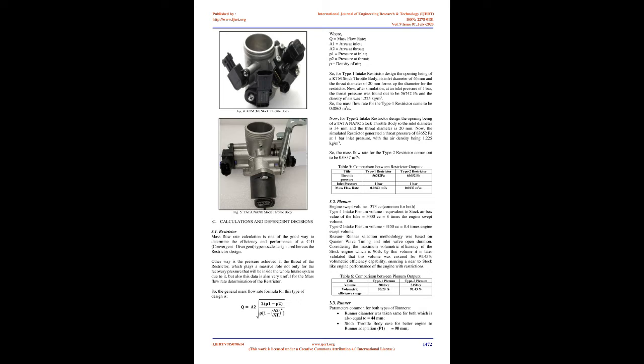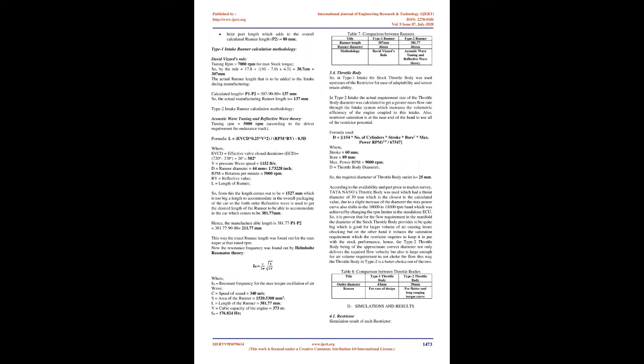So, the general mass flow rate formula for this type of design is given, where Q equals mass flow rate, A1 equals area at inlet, A2 equals area at throat, P1 equals pressure at inlet, P2 equals pressure at throat, and rho equals density of air.